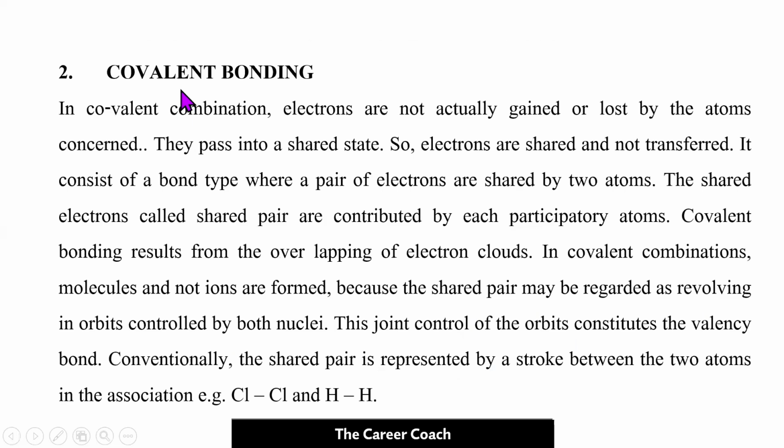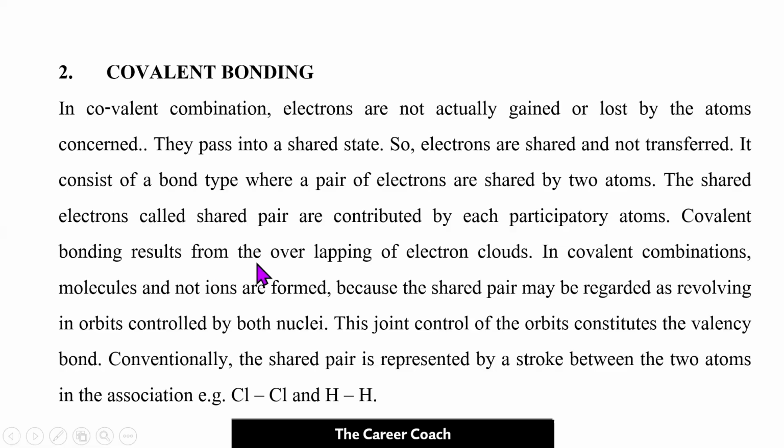The next bonding we'll talk about is covalent bonding. In covalent bonding, electrons are not actually gained or lost by the atoms concerned. They pass into a shared state. So electrons are shared and not transferred in covalent bonding. It consists of a bond type where a pair of electrons are shared by 2 atoms. The shared electrons, called a shared pair, are contributed by each particular atom. So every atom participating in this combination shares the electrons.